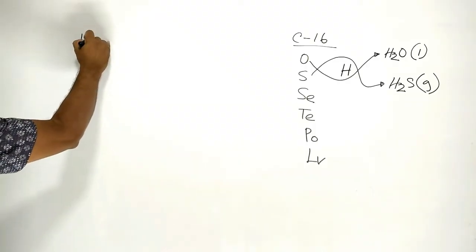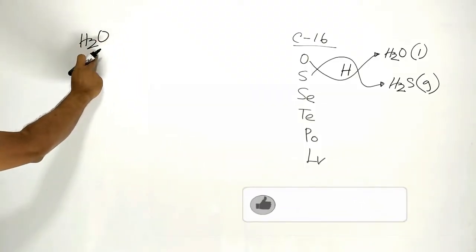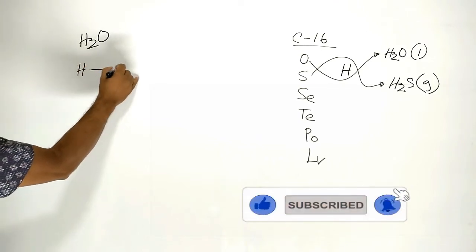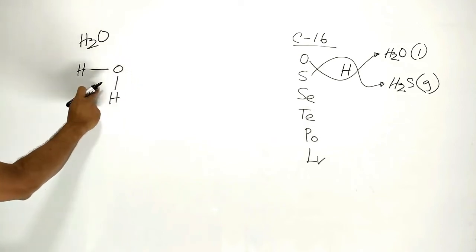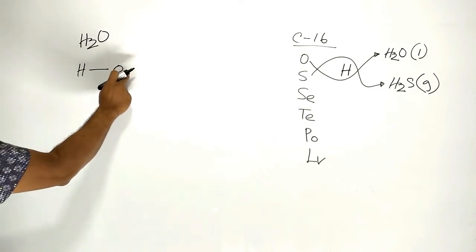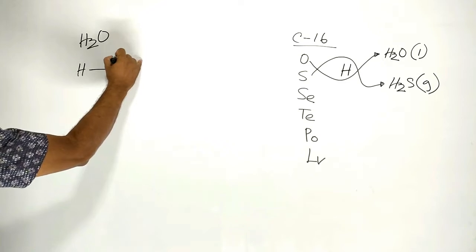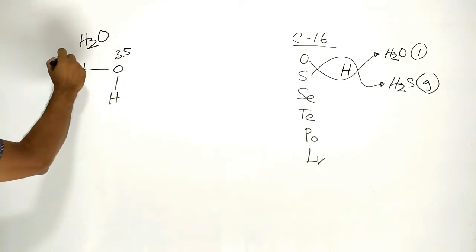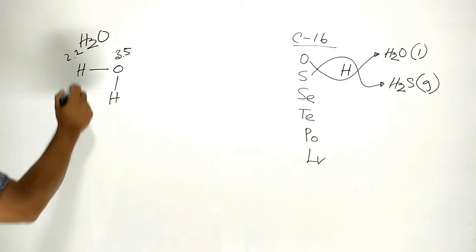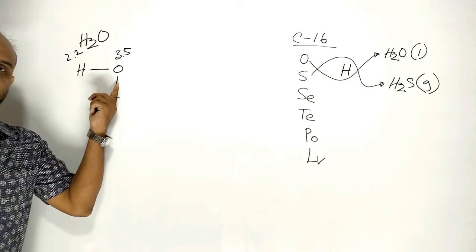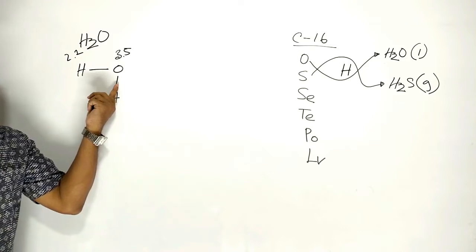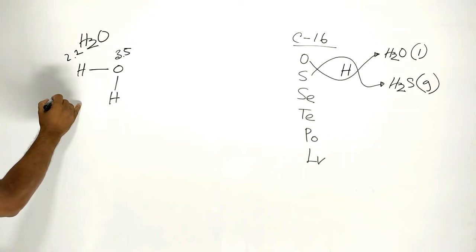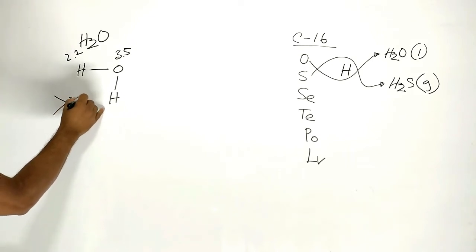Hydrogen oxide, which is known as water, its structural formula is this. Here, electronegativity of oxygen is 3.5. On the other hand, electronegativity of hydrogen is 2.1. This is a big difference in electronegativity, as the electronegativity difference is more than 0.5.